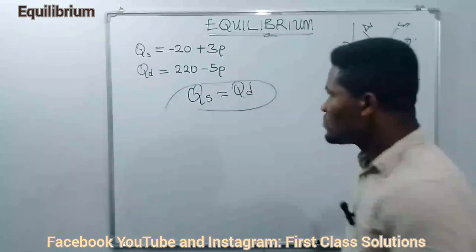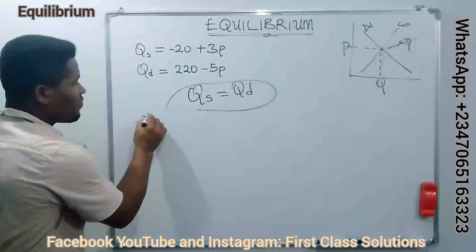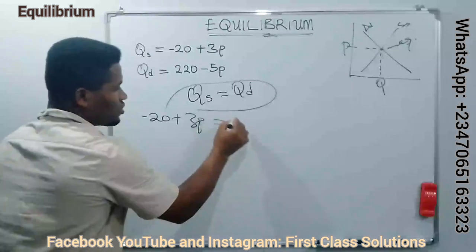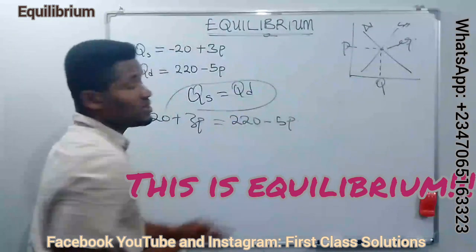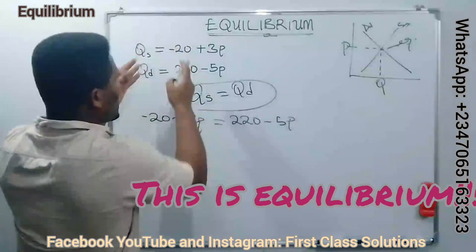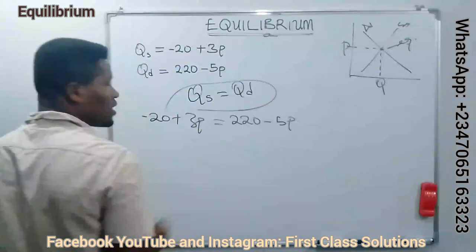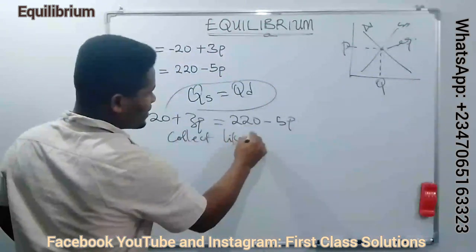So what do we do? We simply equate these two functions we have here, where we have minus 20 plus 3p being equal to 220 minus 5p. This is equilibrium because these now equal these. So let us solve to get the value of our p. To get the value of p, we simply collect like terms.